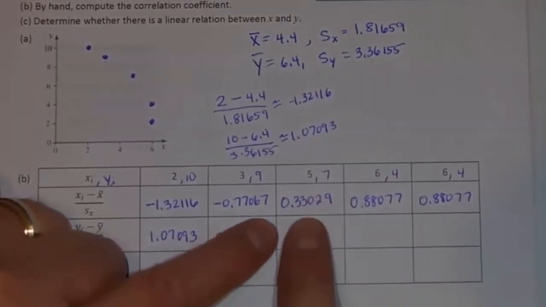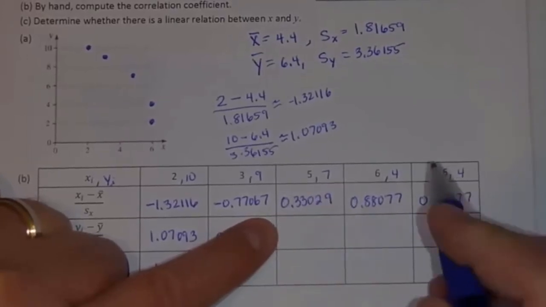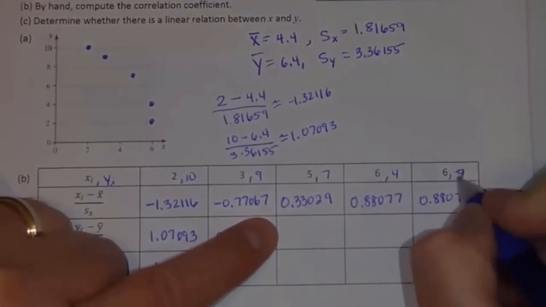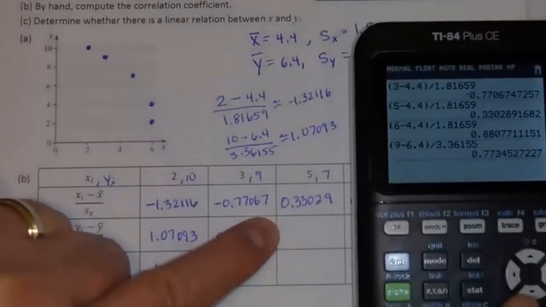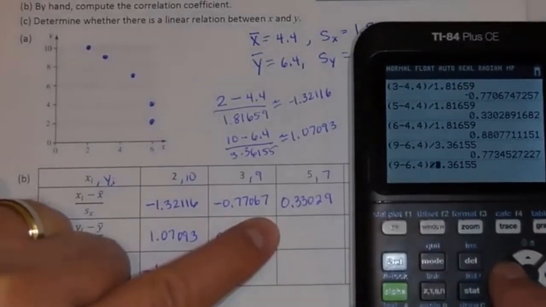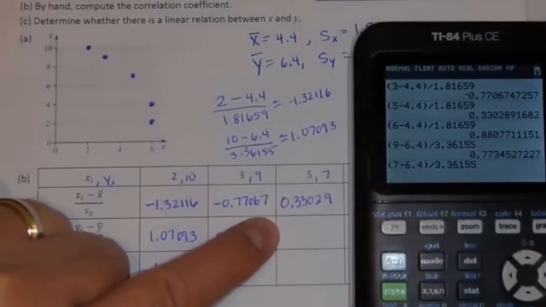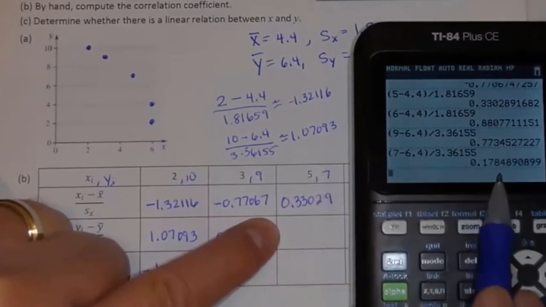Now I'm going to do the same thing for 7, and I just realized I wrote this down wrong. That's 6.4. This should have been 6.2 right there. But no harm done yet. Second and enter to pull back up my previous calculation. I'm going to change the 9 to 7. And so the z-score for 7 is 0.17849 if I round to 5 places.